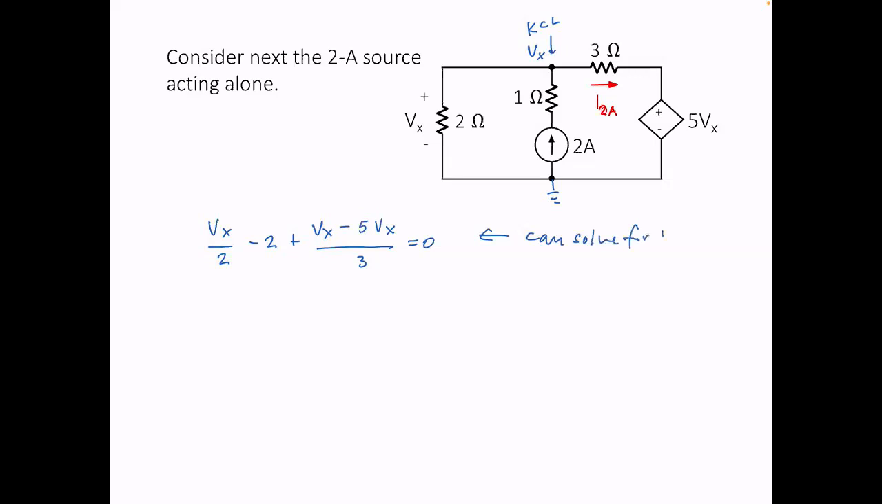Okay, and so what is your 2 ampere source acting alone? That's just V of X minus 5 V of X over 3. So finally, I is just equal to I 4 volts plus I 2 amperes. Superposition.